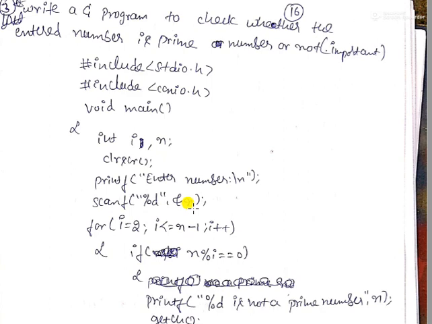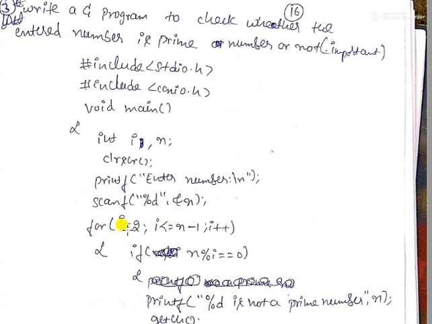whether that number is prime or not. So to find out that prime number, first we start with I is equal to 2. So we already know 1 is a prime number, right? So 1 is a prime number, that's why don't start with 1. So you start with 2.